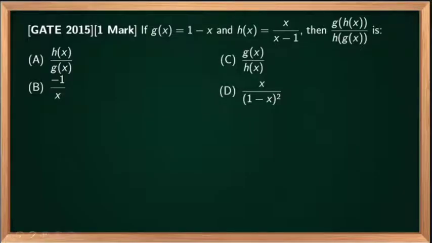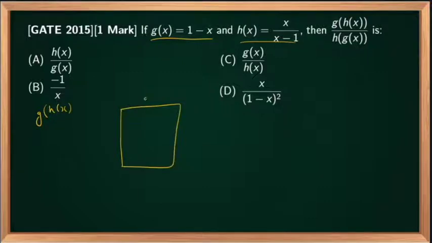If g of x is equal to 1 minus x and h of x is equal to x by x minus 1, so we have to calculate g of h of x divided by h of g of x, right? So what is g of h of x? G of h of x, that means you have function g, and your input is h of x, right? So what is function g? That is 1 minus x. And what is h of x? That is x by x minus 1.